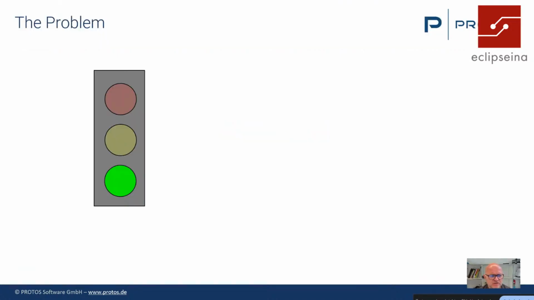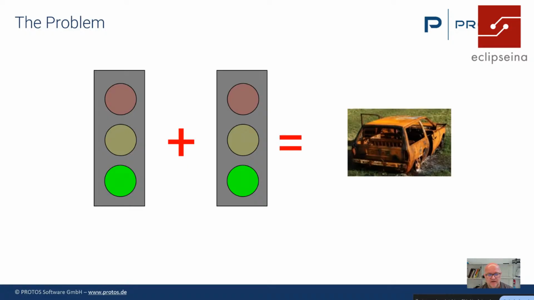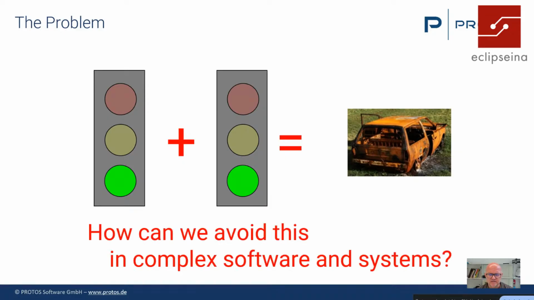Let's imagine a real world problem: you have a traffic light in one direction at a car crossing, and in the other direction you also have a traffic light. And imagine both traffic lights are green. Yeah, you can imagine what will happen. That's exactly what we want to avoid. And how can we avoid this erroneous behavior in complex software and systems?